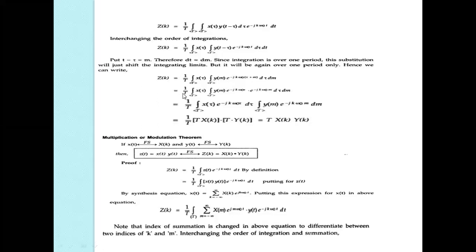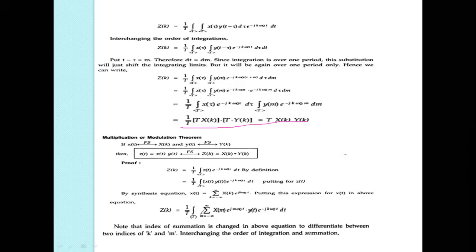Now you can see, it is 1 by T, x of tau e power minus jk omega naught tau d tau here, and the integral over T of y of m e power minus jk omega naught m dm. So 1 by T is directly written here, and for this function, T can be multiplied here with 1 by T, so T into x of k, and T can be multiplied here with 1 by T into y of k. So T x of k y of k. It is the convolution in time proof, the multiplication property, the modulation theorem.